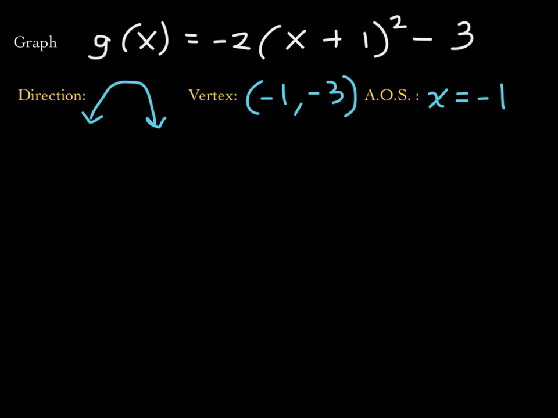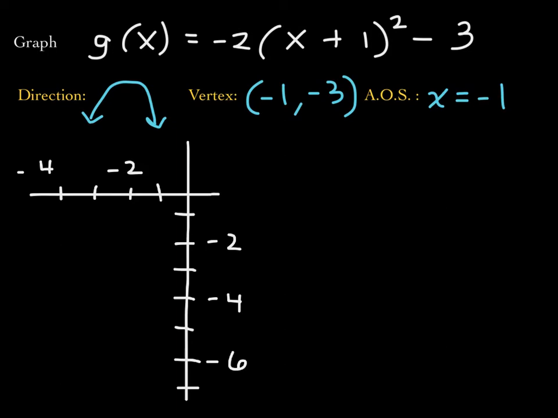All right, let's go ahead and graph what we have so far. The first thing I like to plot is the vertex, (-1, -3), which is about right here. And then I like to show my AOS, which is x equal to -1, going right through your vertex there. This is what we have so far, everybody. What we want to do now is generate 2 additional points.